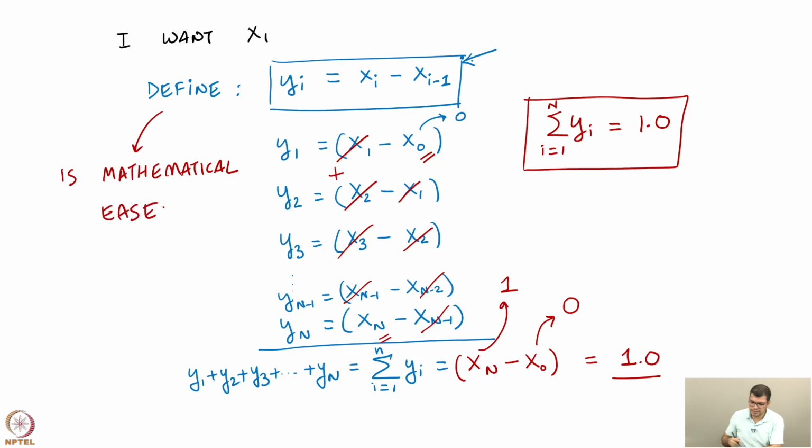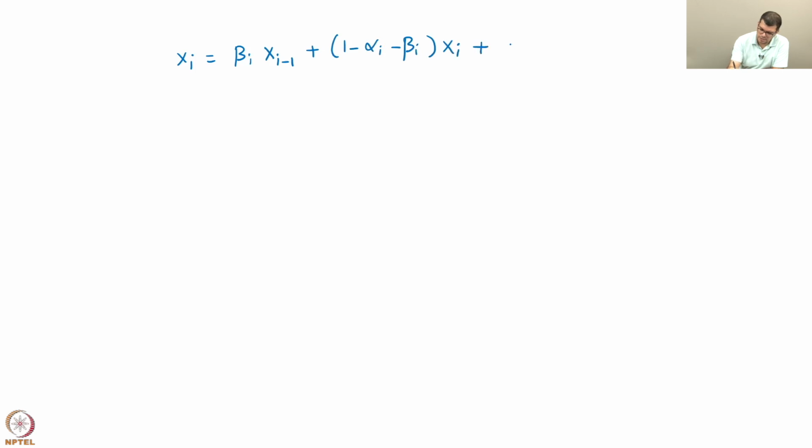It does not have any great physical significance in the process that we are studying. So, sigma yi is equal to 1. Now, let us go back to the recursive equation that we wrote. That equation said xi is equal to beta i x i minus 1 plus (1 minus alpha i minus beta i) times xi plus alpha i times xi plus 1.